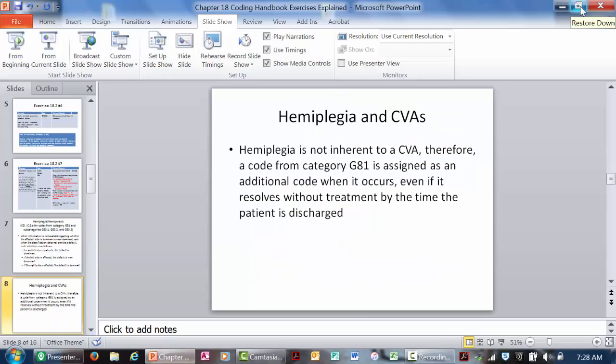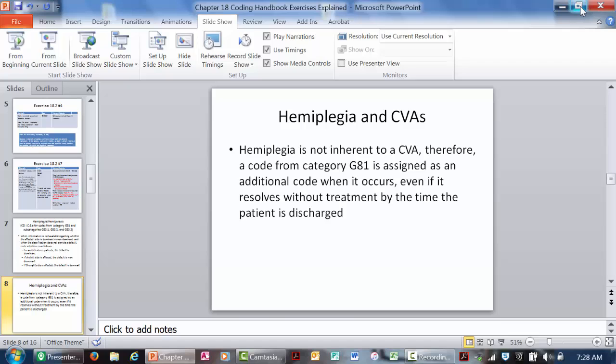Also, if a person has hemiplegia and a stroke, a CVA, hemiplegia is not inherent. In other words, not every person who has a stroke has hemiplegia. Therefore, a code from category G81 is assigned as an additional code when it occurs, even if it resolves without treatment by the time the patient is discharged.